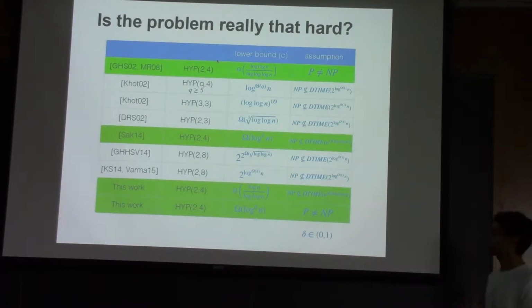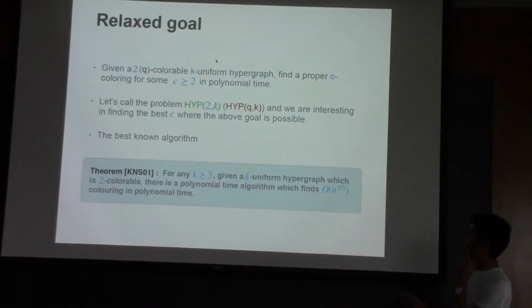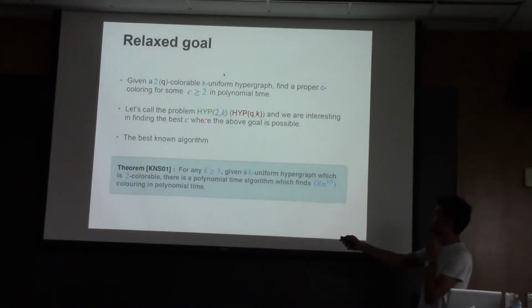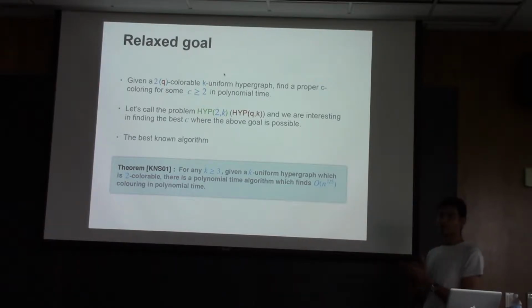So what is known about this problem? So don't get confused by this slide, I'll just go through it slowly. So again, I forgot to mention, let's define the problem Hypergraph(2,k), which means that you are given a k-uniform hypergraph which is 2-colorable, and you are interested in finding a C-coloring of it. Okay, so this notation means that your given hypergraph is 2-colorable, and then you want the best C where you can find a C-coloring in polynomial time.